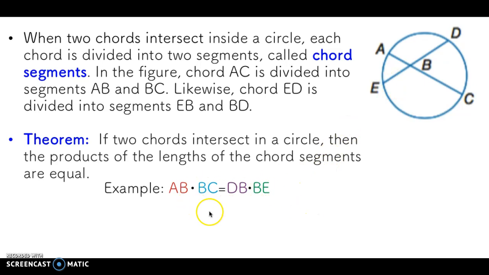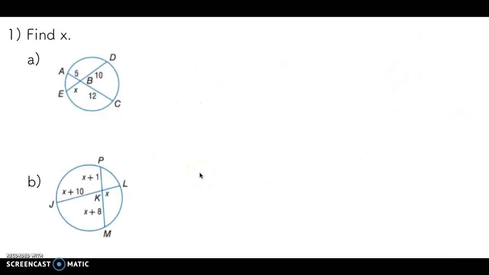Okay, this theorem is going to help you find missing measures within a circle. All you're doing is taking the product of each chord segment and setting them equal to each other.